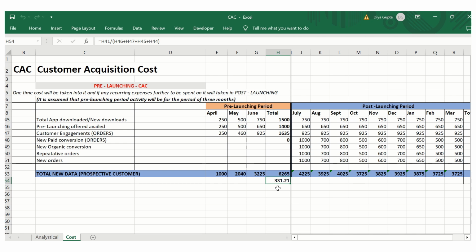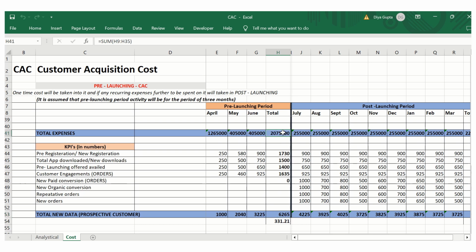That will give you some idea about the number of customers. So I have taken an assumption of a number like 6265, right? And my pre-launching cost is coming to 20 lakh 75,000. So what I did, I just divided the total expenses from this. It's on us what we actually want to find out.